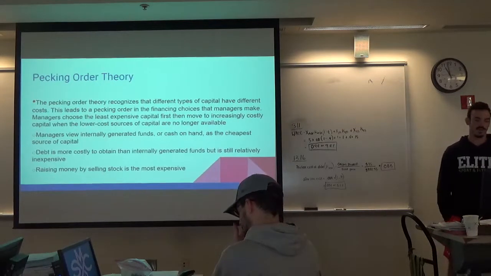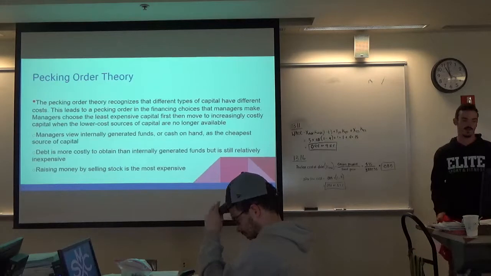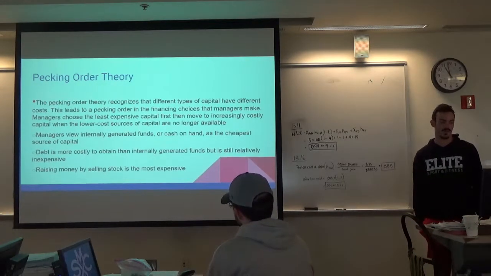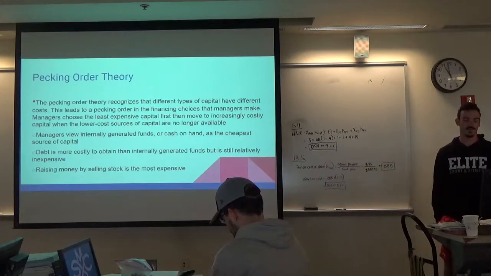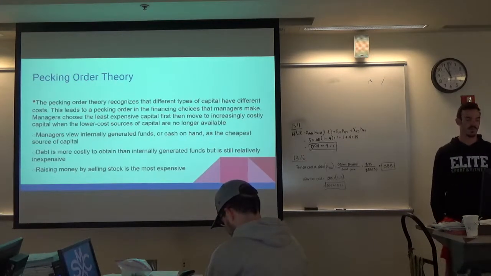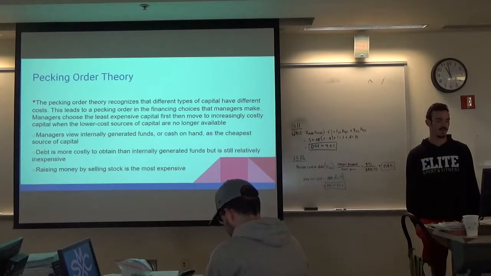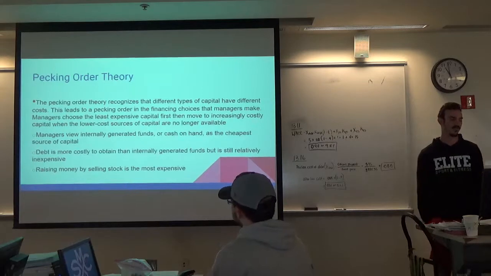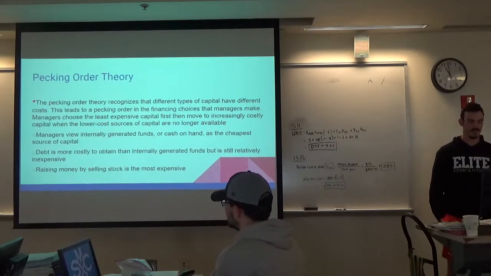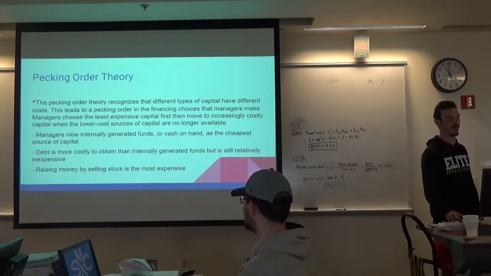The pecking order theory. This recognizes that different types of capital have different costs. This leads to a pecking order in the financial choices that managers make. Managers choose the least expensive capital first, then move to increasingly costly capital when the lower cost sources of capital are no longer available. Managers view internally generated funds or cash on hand as the cheapest source of capital. Debt is more costly to obtain than internally generated funds, but still relatively inexpensive. Raising money by selling stock is the most expensive.